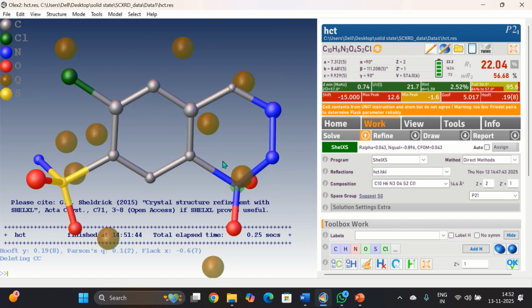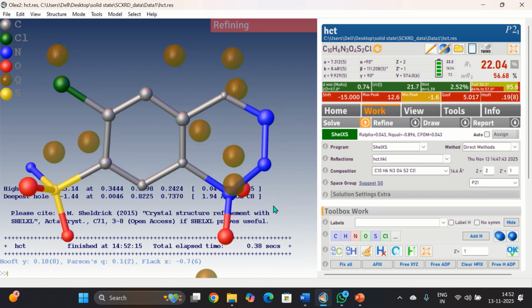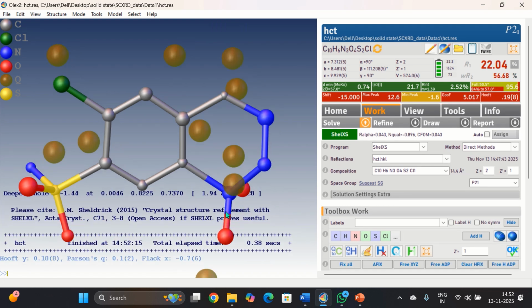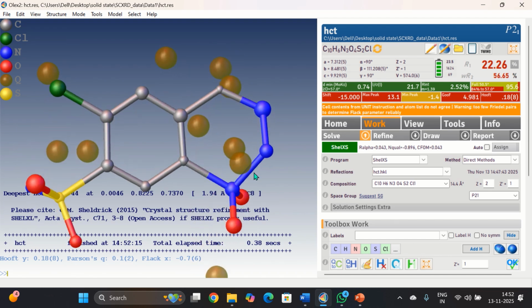So by clicking, I just deleted an atom, and let's start to refine it and see the impact on the R value. So the R value increases. Okay, so it is not an increment, so we will start to refine it.